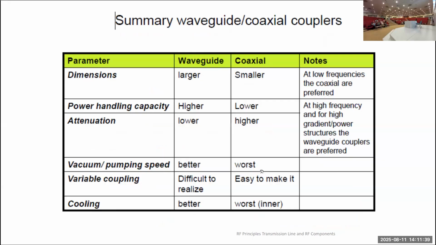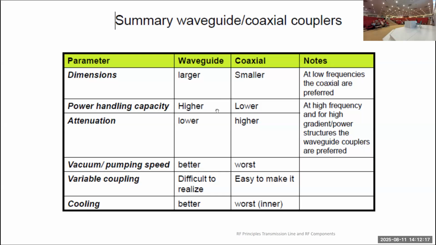So, a summary of coaxial and waveguide couplers. Waveguides have large dimensions, and coaxial couplers or coaxial cables have smaller dimensions. And coaxial couplers or coaxial cables are efficient at low frequency, and they are preferred at low frequency. For high frequency, we always need waveguide assembly and couplings.